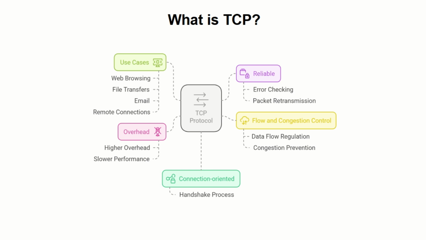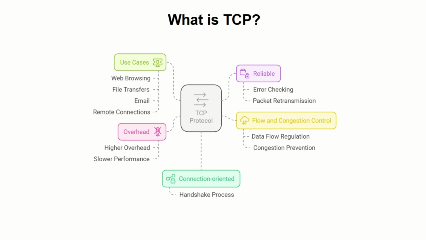Then TCP ensures that the data is delivered in the correct order and it retransmits lost packets. It checks for errors and guarantees delivery. TCP uses mechanisms to prevent network congestion and to regulate data flow to avoid overwhelming the receiver. The use cases are web browsing, file transfer like HTTP and FTP, email with SMTP, and remote connection like SSH or Telnet. So TCP is used when reliability is important.